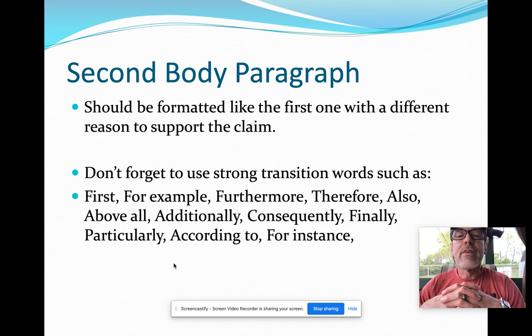You could have another body paragraph, like we said. It's going to be formatted like the first body paragraph. So that's paragraph 2. This is paragraph 3. So paragraph 3 is going to be formatted like paragraph 2.